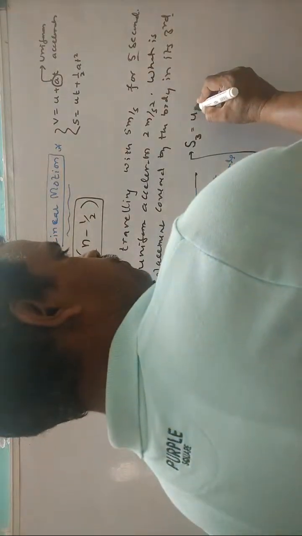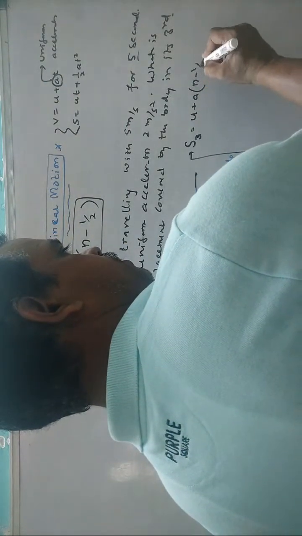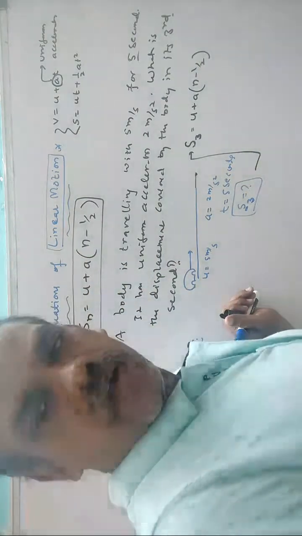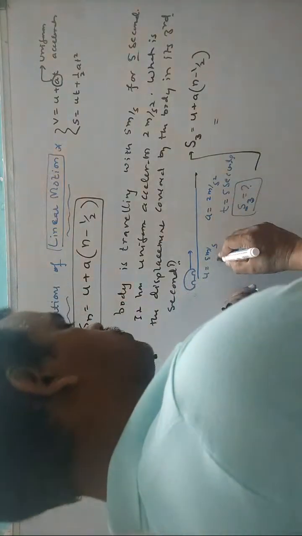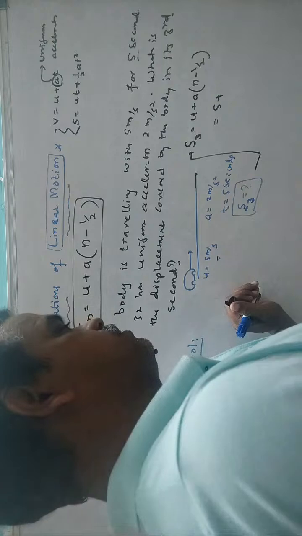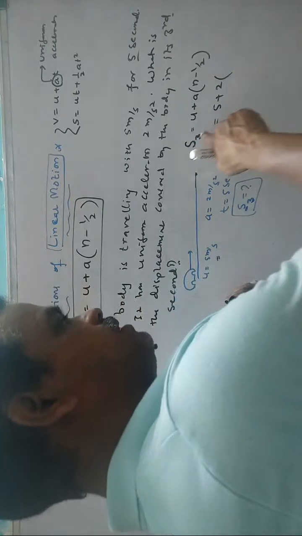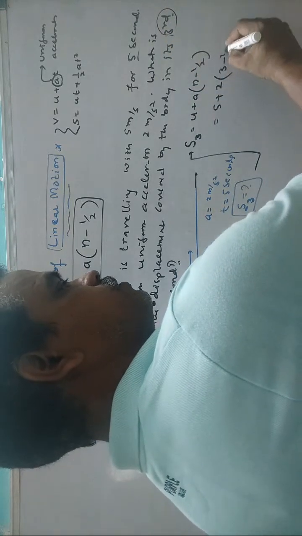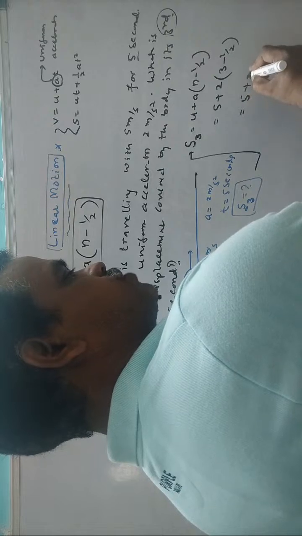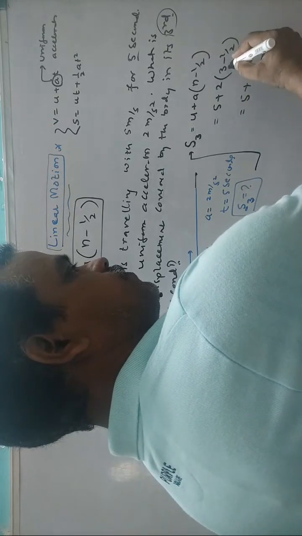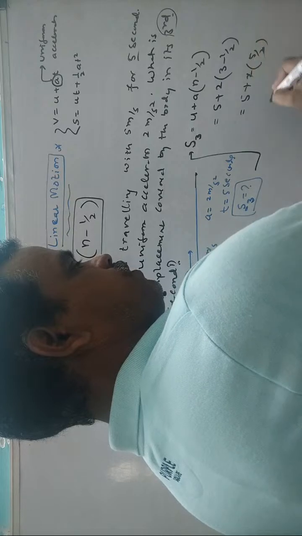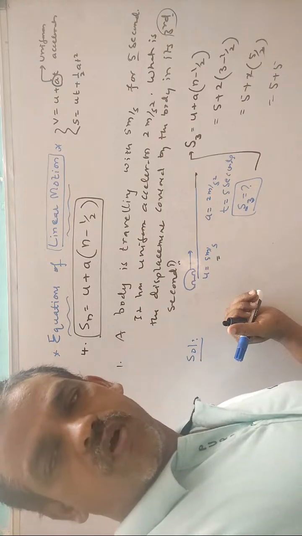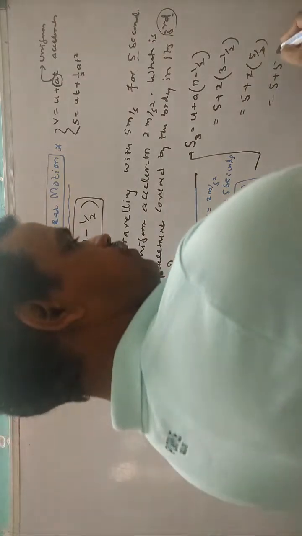The formula is S_n = u + a(n − 1/2). S3 equals u + a(n − 1/2). u is equal to 5 meters per second, a is 2. Nth means here we use the third second, so n equals 3. Substitute like that: 5 plus 2 times (3 − 1/2), that is 2 times 2.5, which is 5. So 5 plus 5. How much will you get? Here, 10.